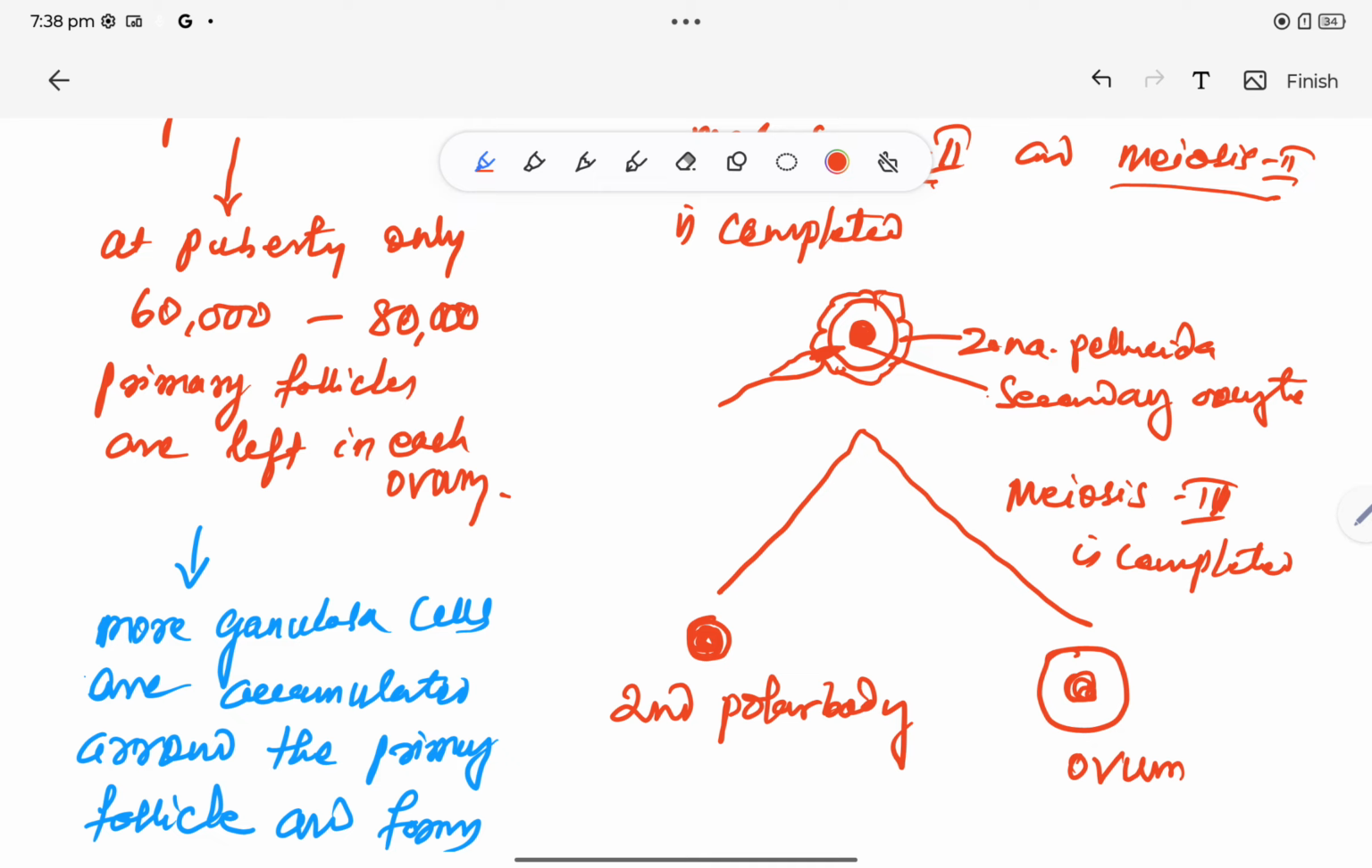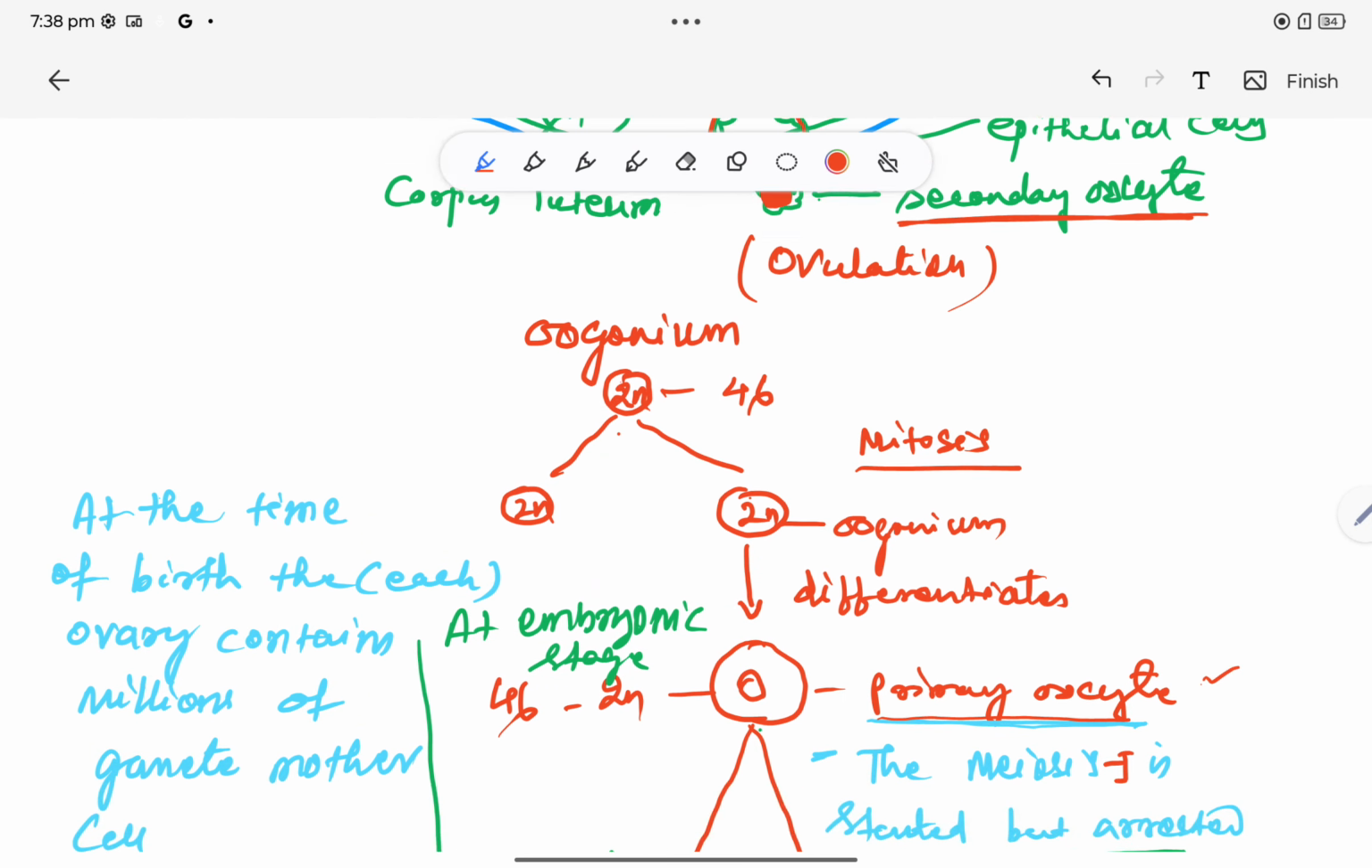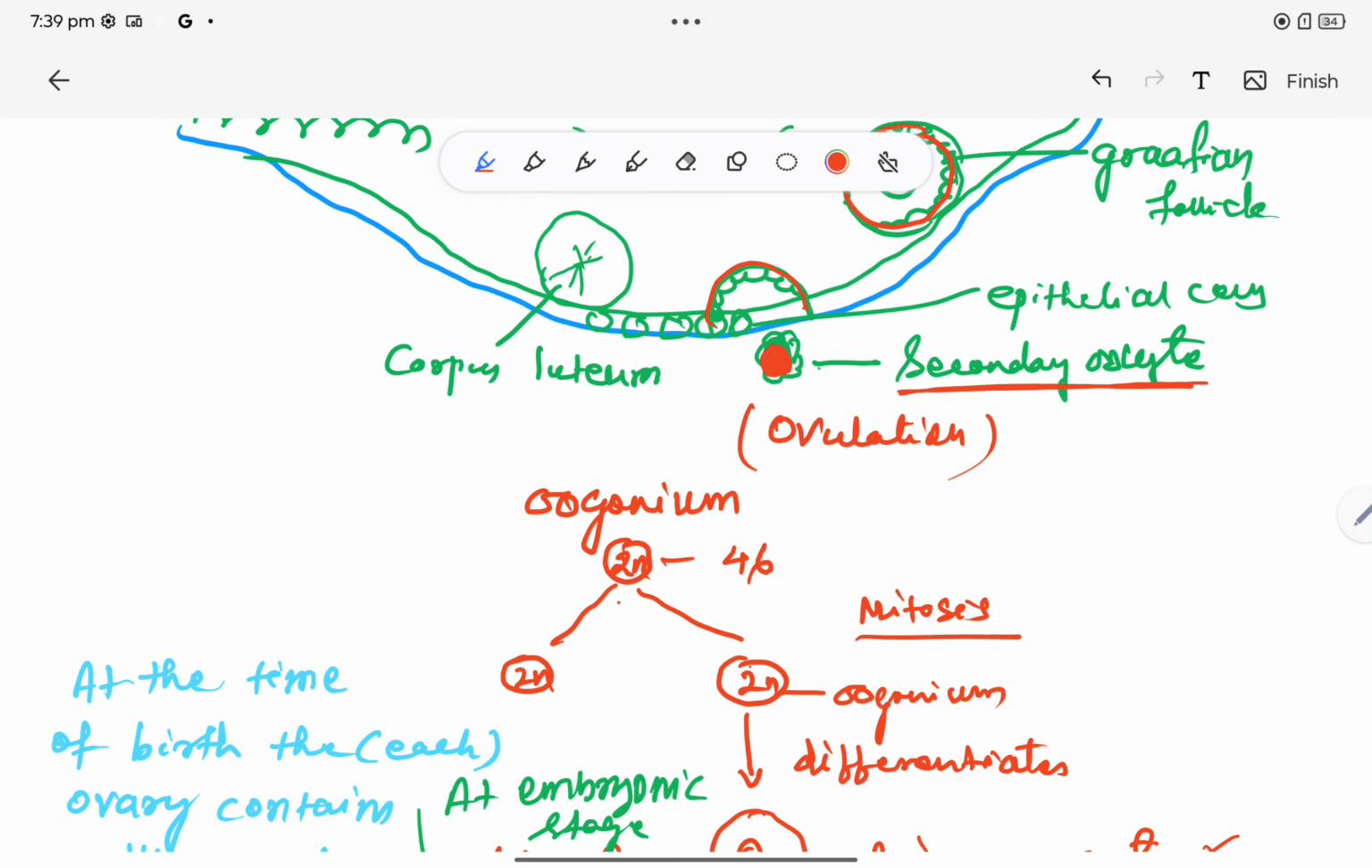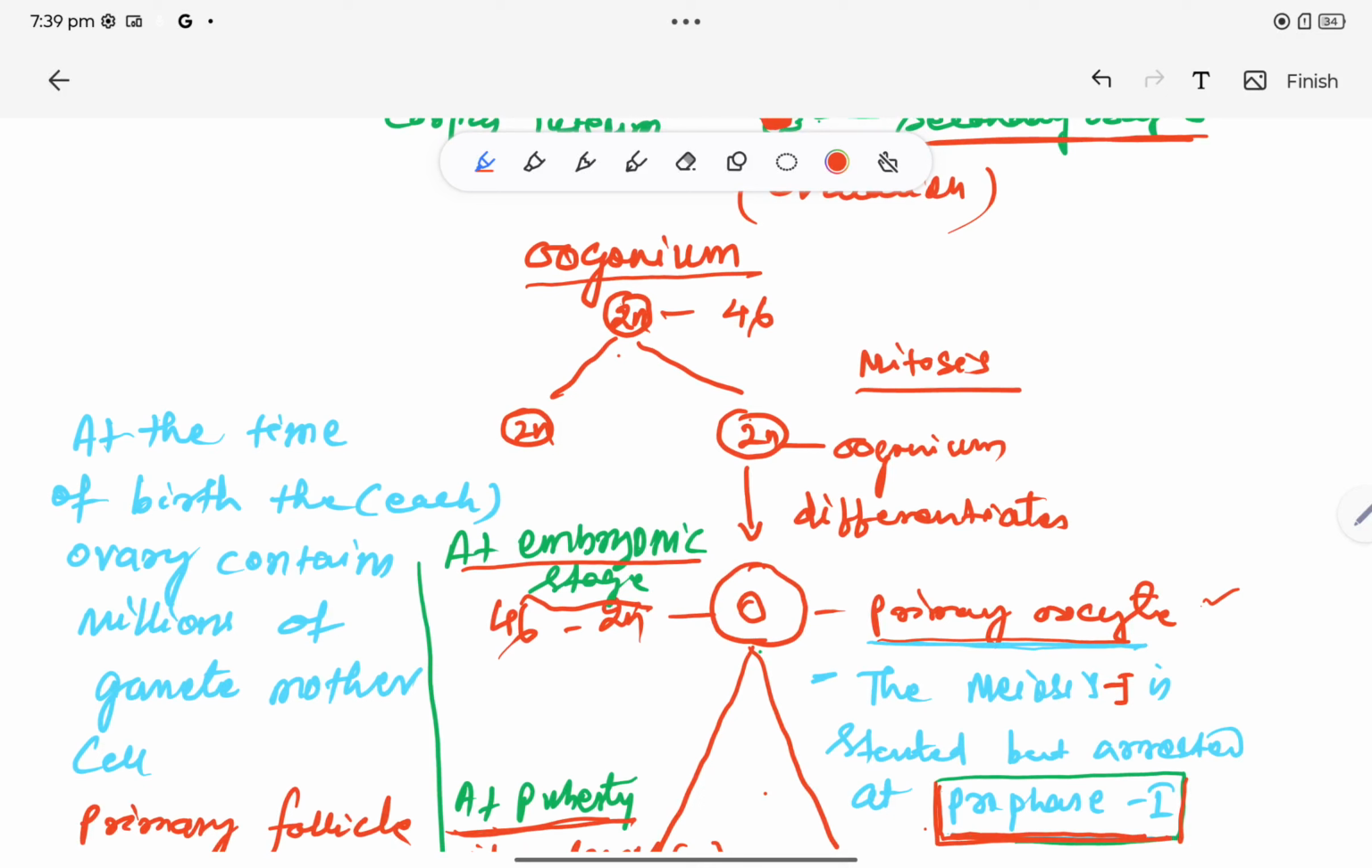Okay, so this is the process of oogenesis. Now let me summarize once again. Oogenesis starts with the oogonium, and it starts at the embryonic stage. The oogonium divides mitotically, continuously going on dividing, and forms millions of oogonial cells, or you can say gamete mother cells.